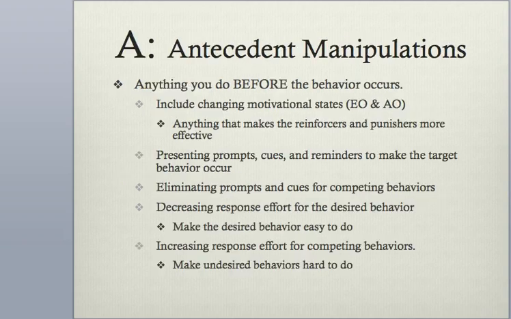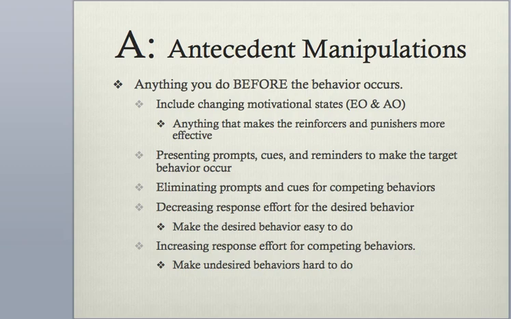Let's talk a little bit about antecedents. This is anything that you can set up or do before the behavior occurs. This can include things like changing your motivational state. In behavior analysis, we talk about establishing operations and abolishing operations, EOs and AOs. An EO is anything that makes a reinforcer or a punisher more effective. So establishing operations establish the reinforcers as valuable.